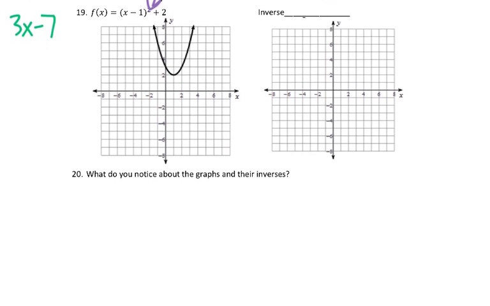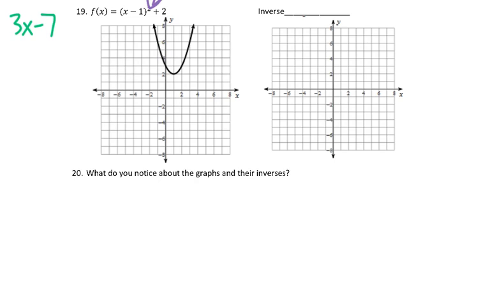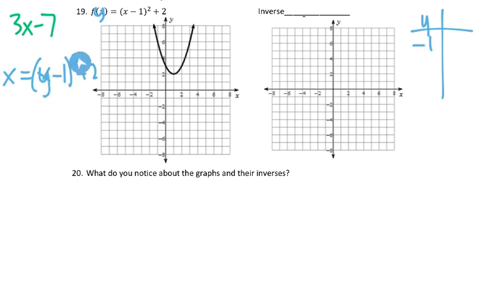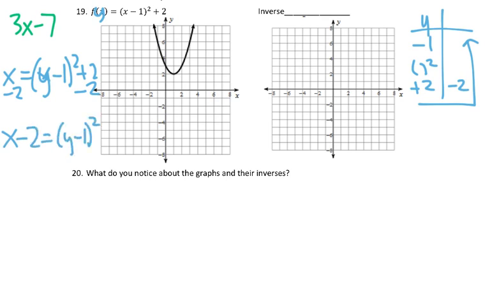Okay, then number 19. So that's a square right there. Change that to y, swap the x and the y. Then notice what's happening to the y. Well, first, since it's in a parentheses, you do that first, so I'd subtract 1. Then we deal with exponents after parentheses, so I'd square it. Then last we would add 2. If I'm solving, I start by subtracting 2. So I get x minus 2 equals y minus 1 squared. Then we would take the square root of both sides.